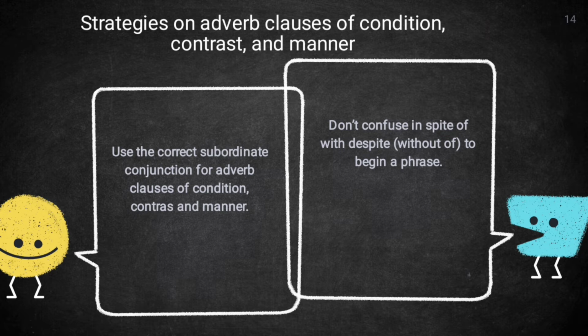And there are strategies to make it easier to use adverb clauses of condition, contrast, and manner. First, use the correct subordinating conjunction for adverb clauses of condition, contrast, and manner. And second, don't confuse instead of, despite, and without with conjunctions, since they begin a phrase.